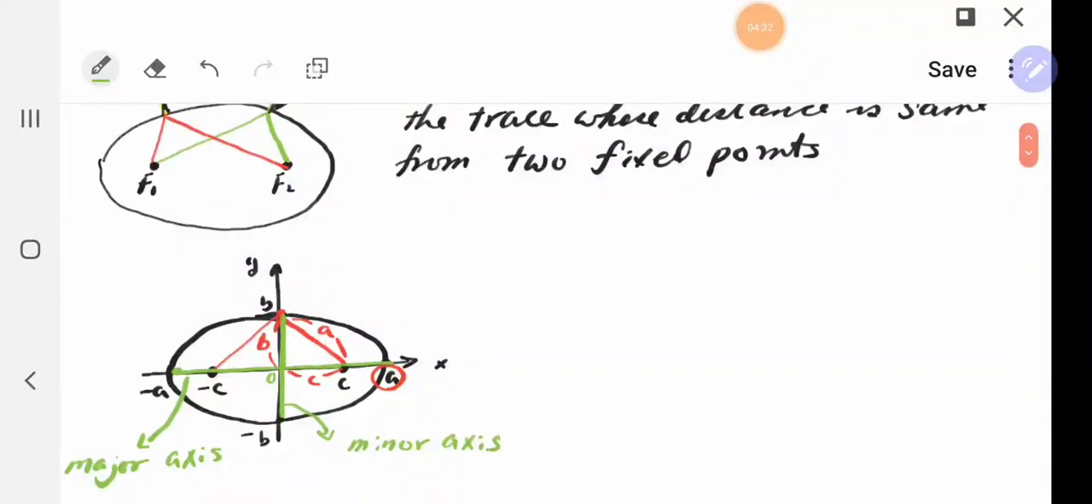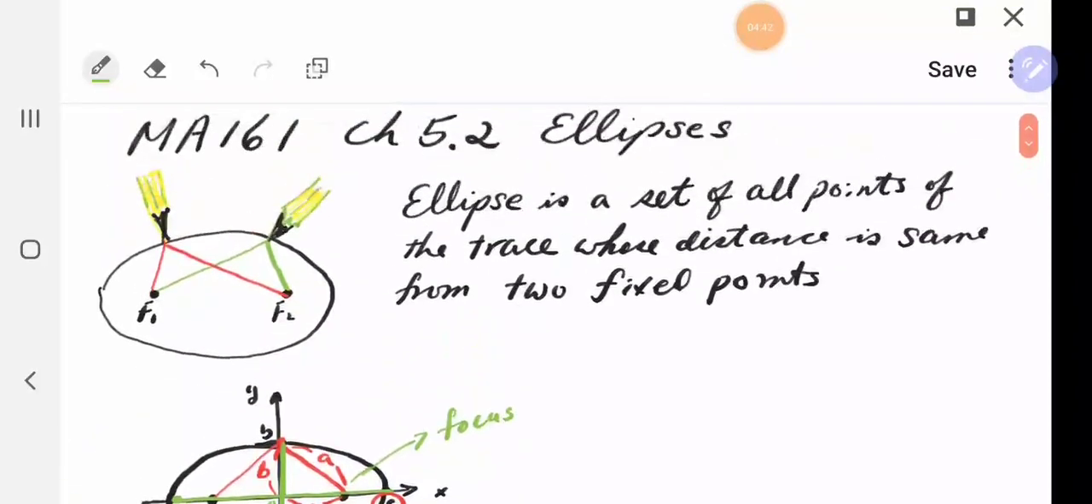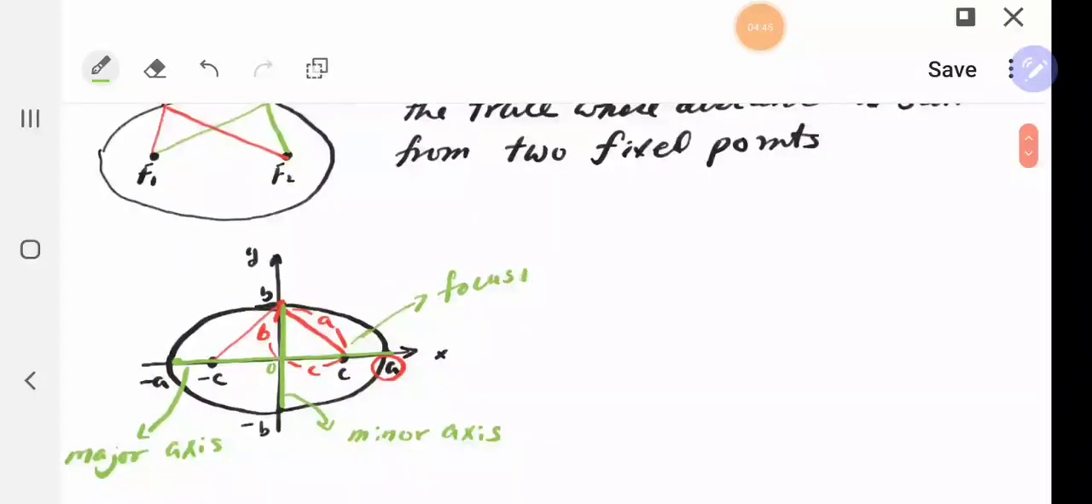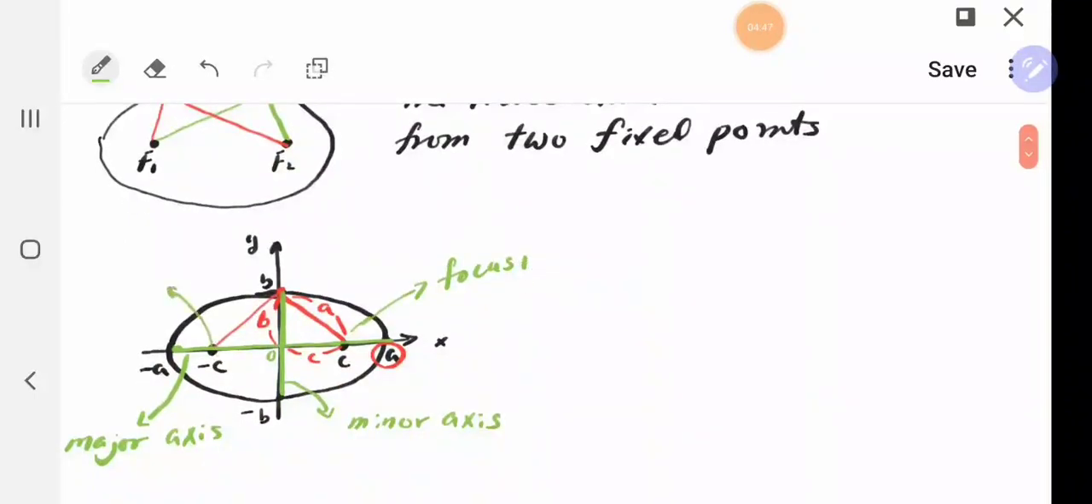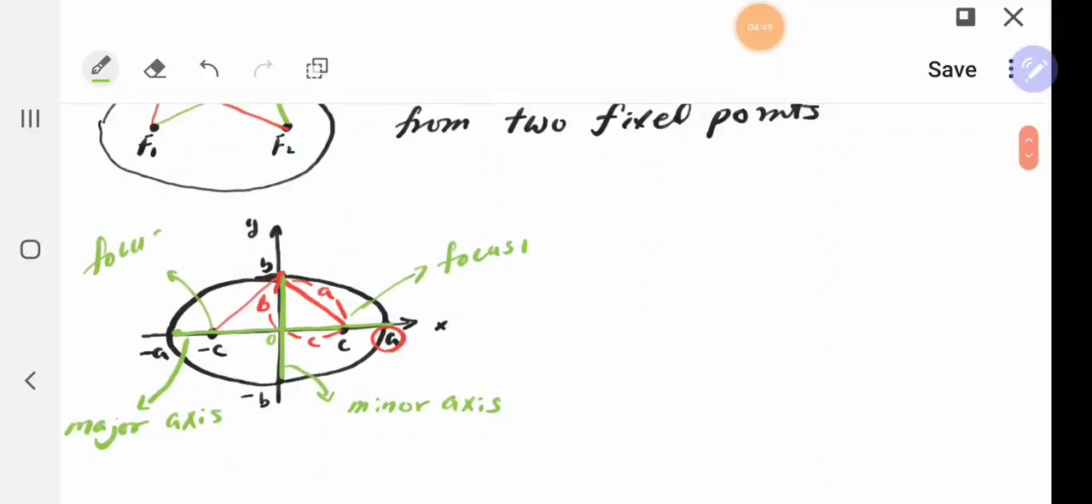As we said, C and negative C are the foci. This is focus 1, and this will be focus 2. Of course, the middle part is the origin.